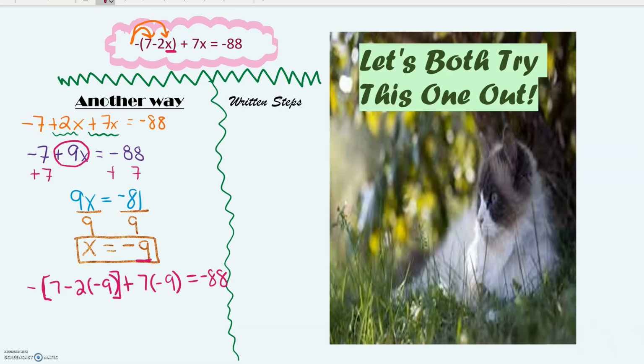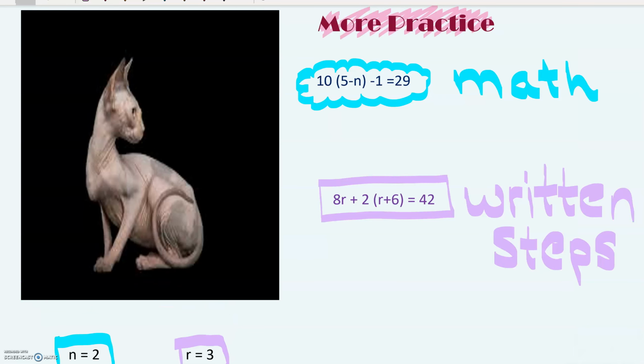If you guessed to check it by substituting in the value for x, you're correct. Good job. So I went ahead and did that for you here, but you would have to actually do the math to see if it's true or not. All right, we now have two more to practice.